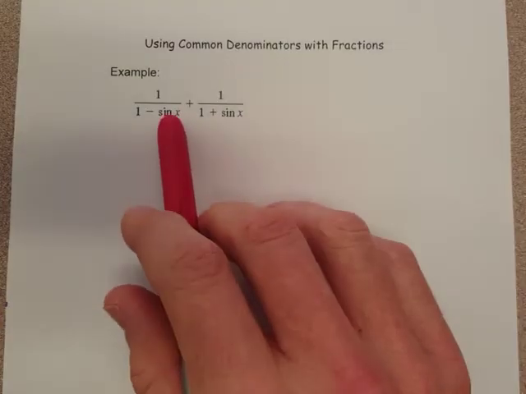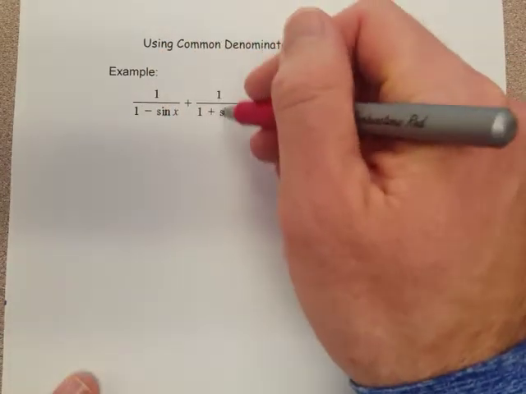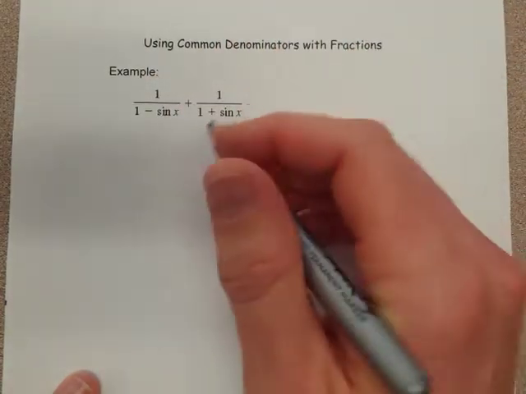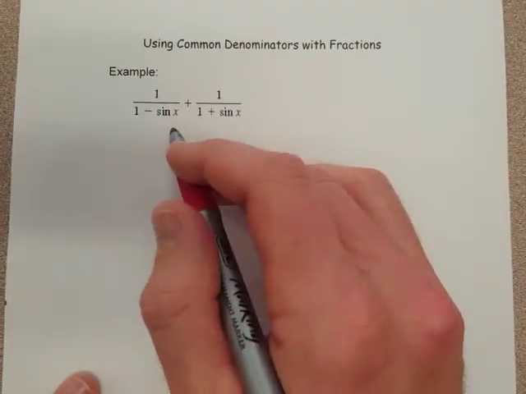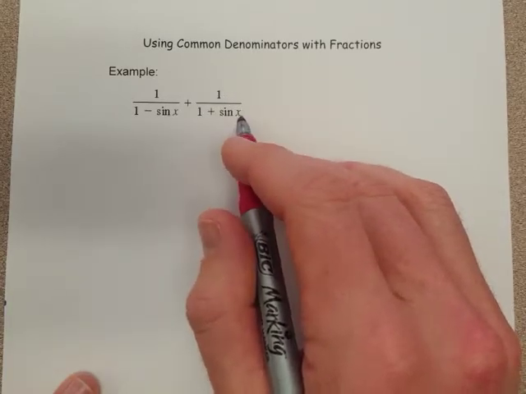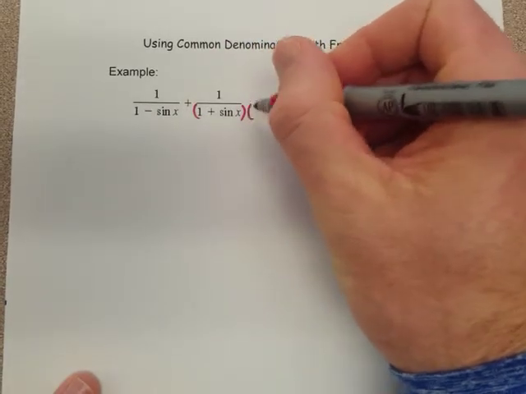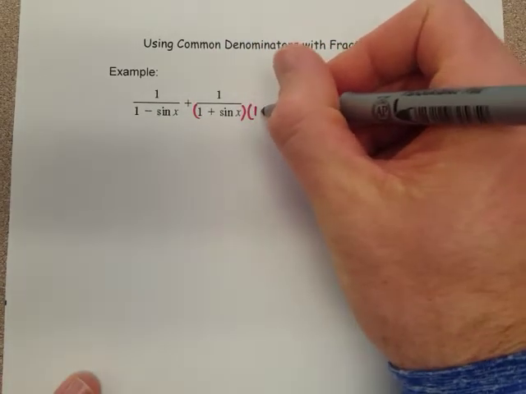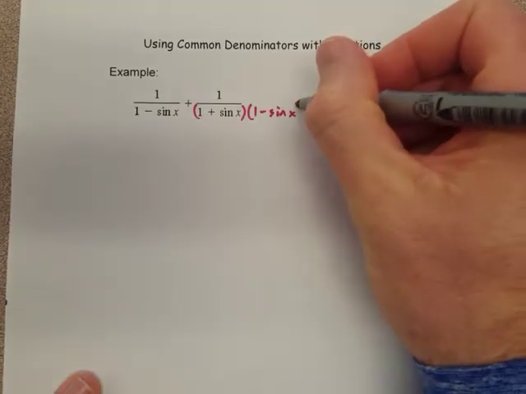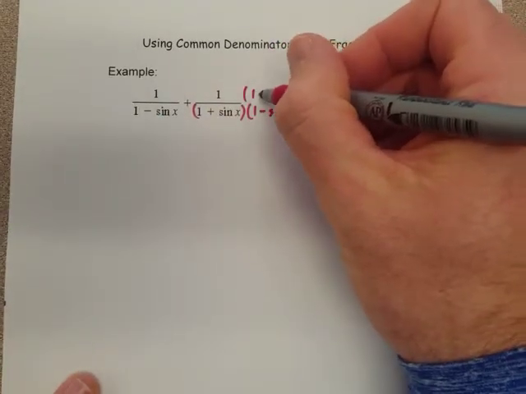If we're going to create common denominators in this scenario, we're going to have to multiply each of these fractions by something to make them have what the other one has. So I've got one minus sine over here, I've got one plus sine over here. They don't have each other, so we have to multiply by each other. This one's going to be times 1 minus sine to get that to have the 1 minus sine. And if I do it to the bottom, I have to do it to the top as well.